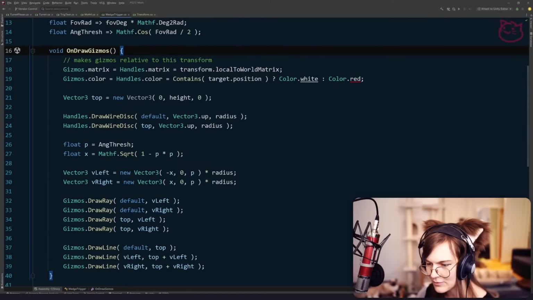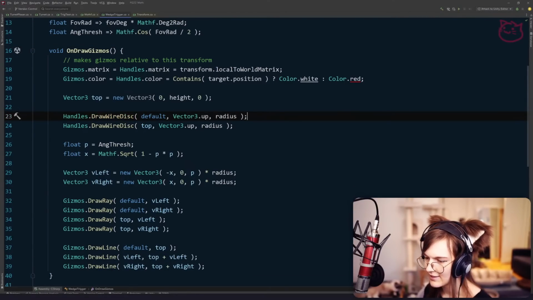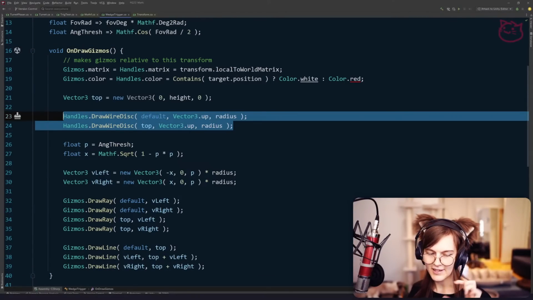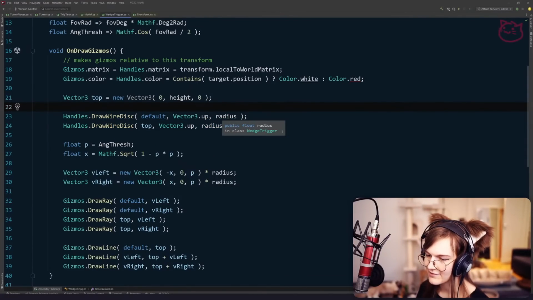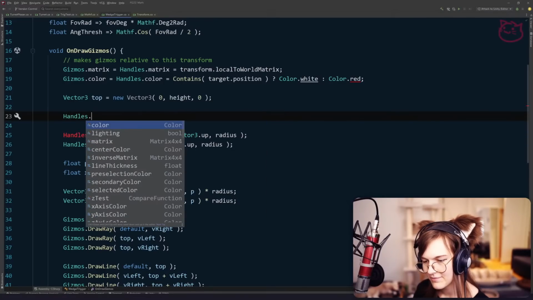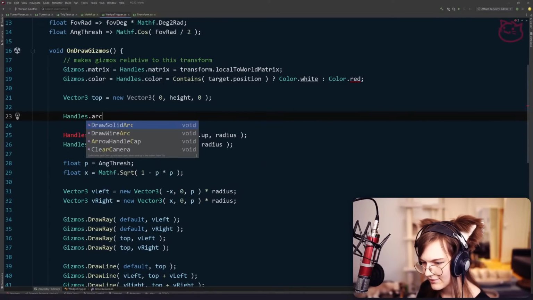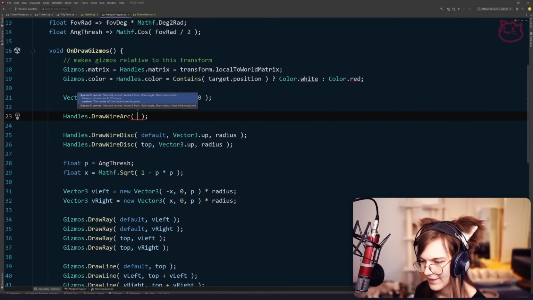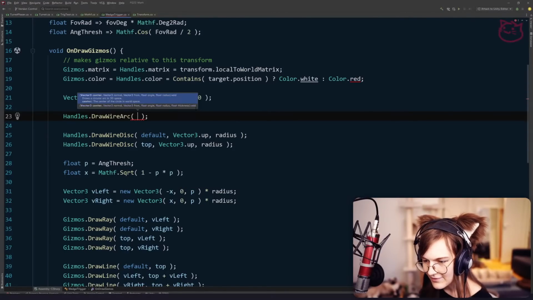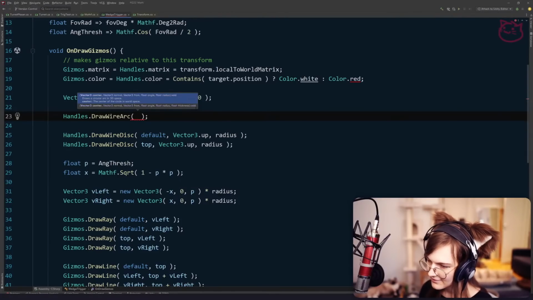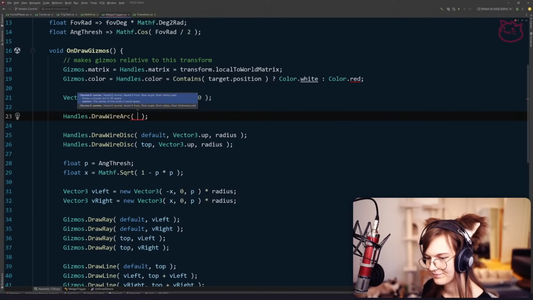So the gizmos, previously we were using the disk. These are the ones drawing the full circles on top and at the bottom. And so we want to draw the partial arcs of this. So we need Handles.DrawWireArc. Let's see. We have a center, we have a normal, we have a from, which I'm guessing is the start of the arc. And then we have an angle, and then we have a radius.